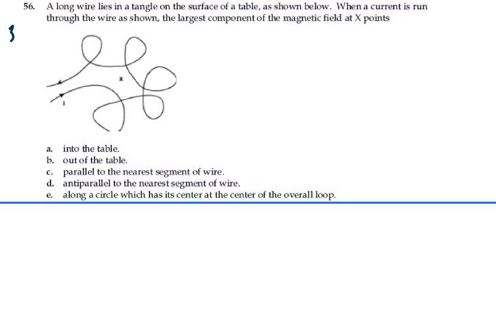Here's problem 3056. A long wire lies in a tangle on the surface of a table as shown. When a current is run through the wire as shown, the largest component of the magnetic field at X points. So we have this current that is flowing like this, around like this, around like this, continues flowing around.